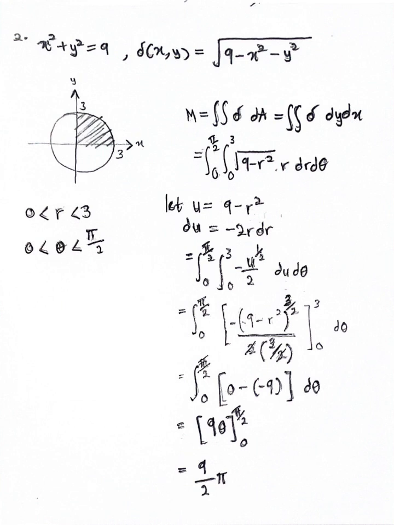And we integrate with respect to u first, and we get 9, and we have the limit pi over 2 until 0, 9 d theta. Then we integrate with respect to d theta, and we have 9 over 2 pi.